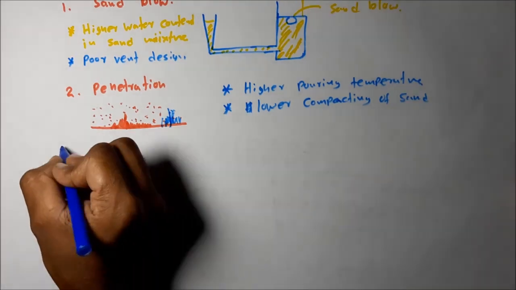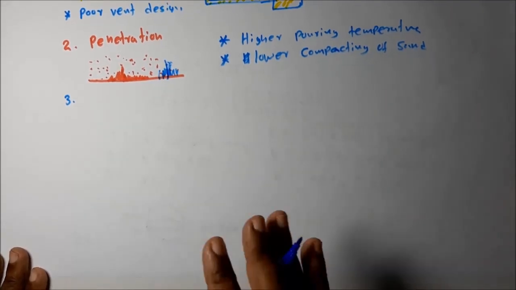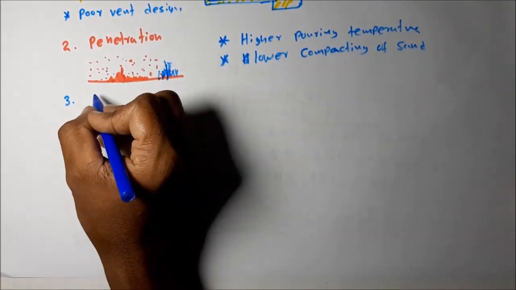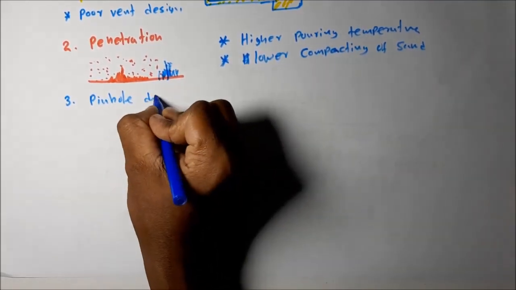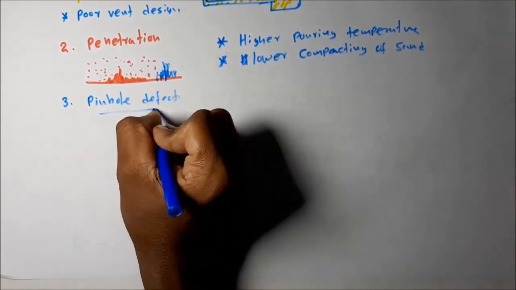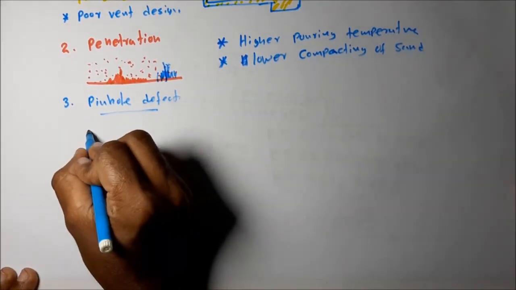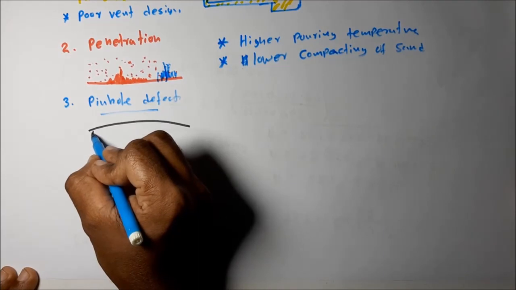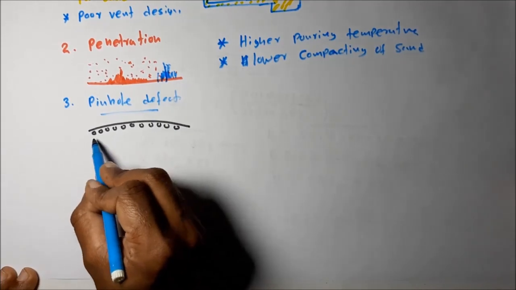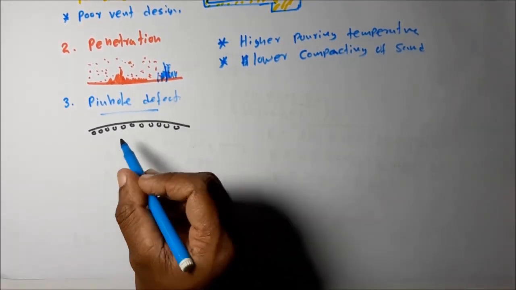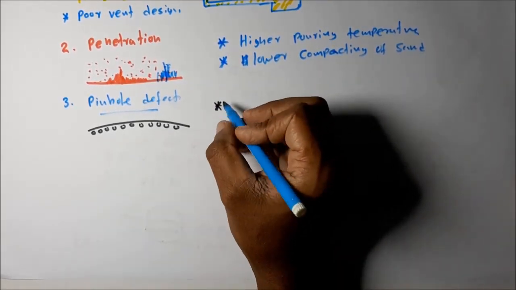Then next, the third defect we are going to discuss that is common to sand casting operations is the pinhole defect. The pinhole defect means that just below the finished surface of the casting, this kind of air bubble accumulates. This is because of higher compaction of sand.